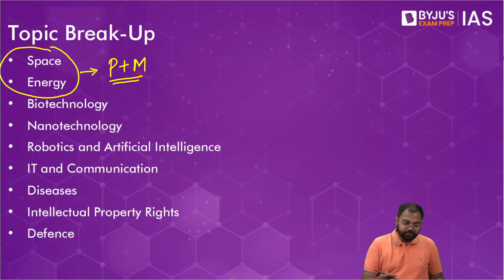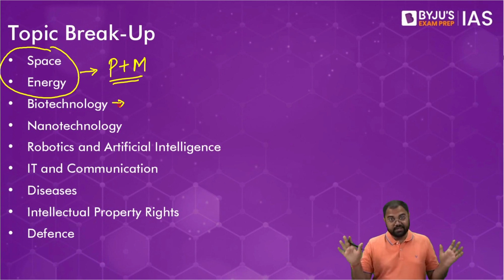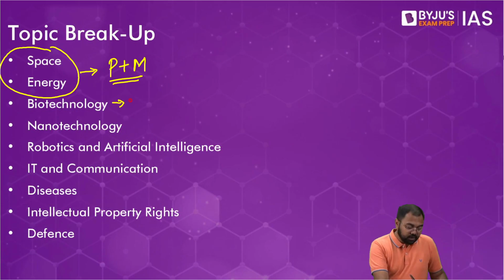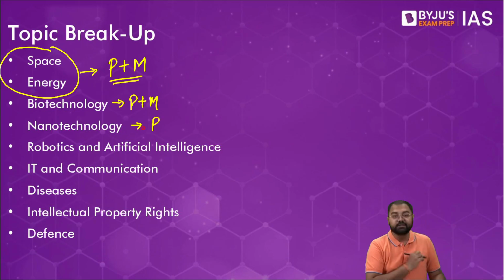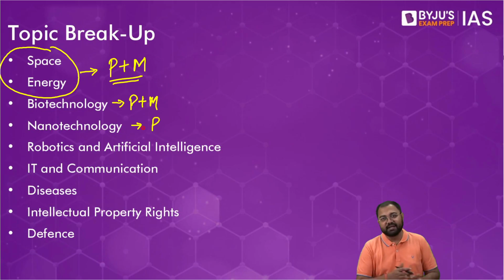Then after that, we have biotechnology, not a very big chapter, because the first two chapters are very big. These two chapters will probably take the next 5 days. After that, all the other chapters are not that big. Biotechnology, again, from the prelims and mains perspective, is very, very important. Nanotechnology, I would say more important from the prelims perspective. Primarily important from the prelims perspective, but we cannot say that questions won't come in the mains examination. But we have seen that the numbers are pretty low in mains as compared to prelims.